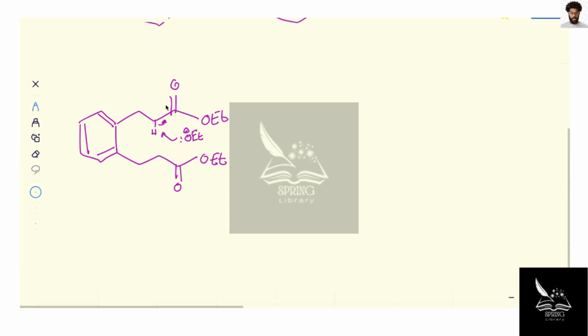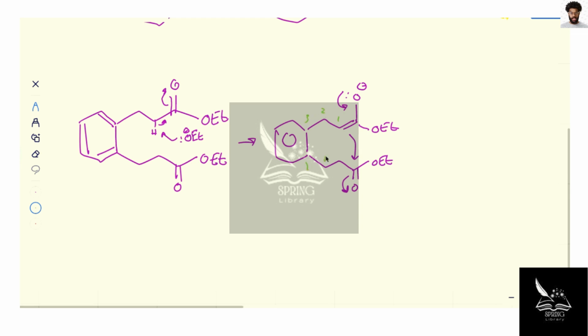Deprotonation, formation of the enolate. Okay, these electrons will swing back down. These will swing up. And at this point, it would be prudent to number the carbons. 1, 2, 3, 4, 5, 6, 7. So we're making a 7-membered ring. Okay.